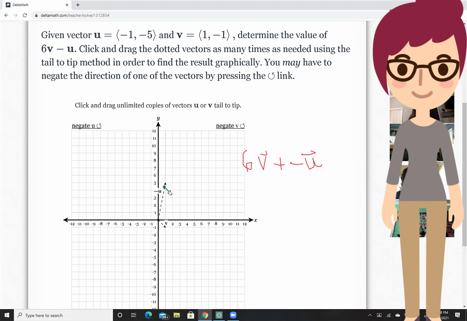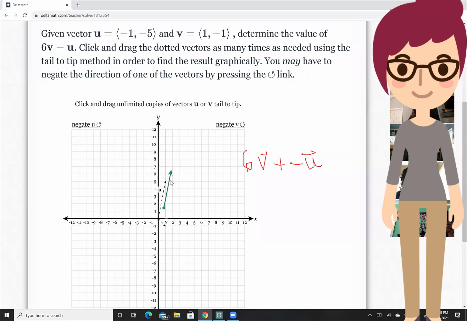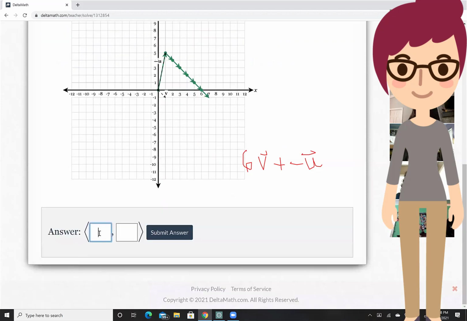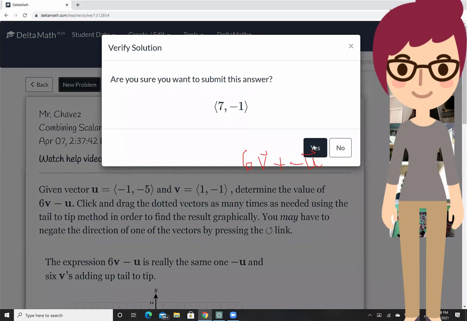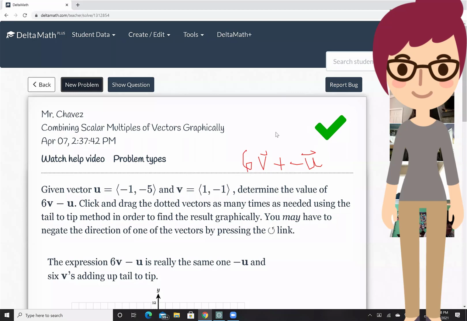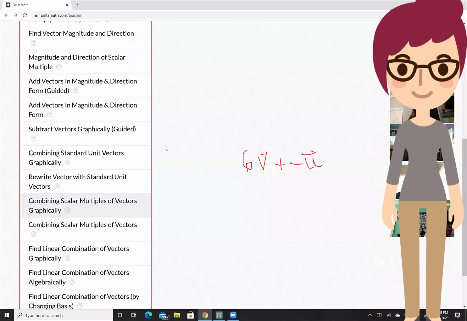Do I have to actually put a u first? Okay, so here's my u. There's my u now, and I'm going to put 6 of these. 1, 2, 3, 4, 5, 6. And then where does it end? It ends at 7, negative 1. So 7, negative 1. That's my vector. What do you guys think? Pretty easy? Okay, and then I think we got one more.